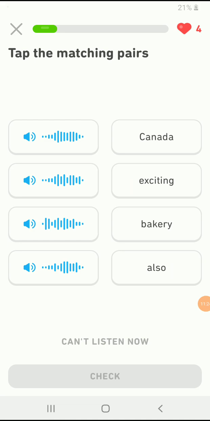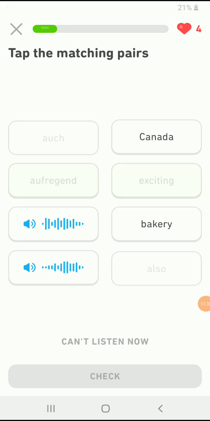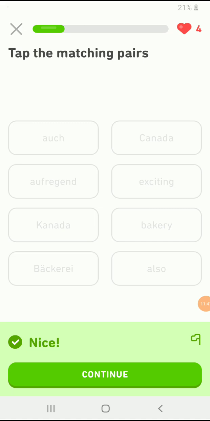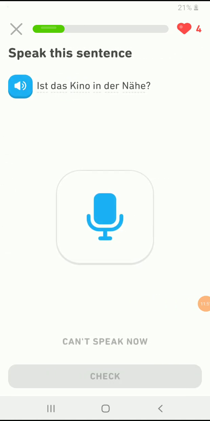So billig, it is cheap, yeah. Auch, it's also aufregend, exciting. Kanada. Bäckerei, that's the bakery. Ist das Kino in der Nähe?